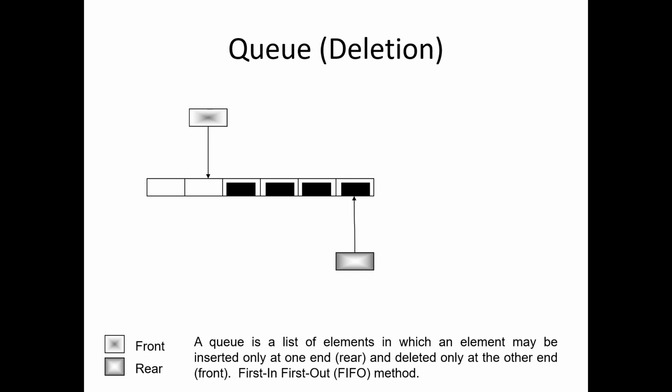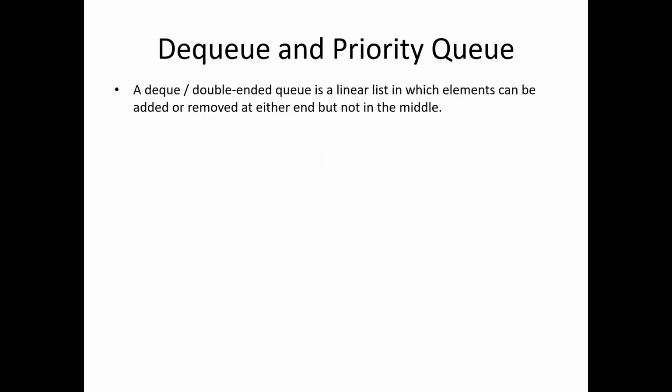Deletions are done from the front, as this animation is also showing you. The insertion was happening at the rear and deletion is happening at the front. Then there are two special types of queues, dequeue and priority queue. A dequeue or double-ended queue is a linear linked list in which elements can be added or removed from the front end or the rear end, but not in the middle.